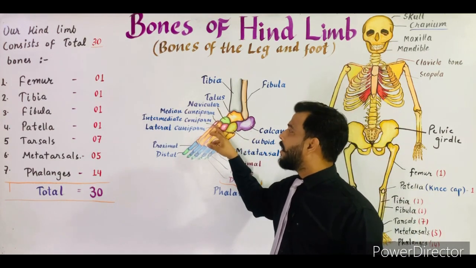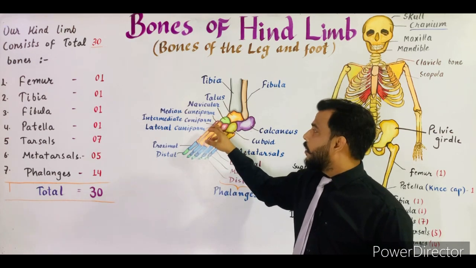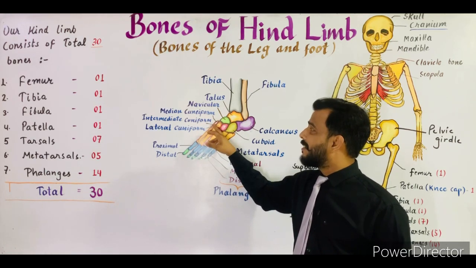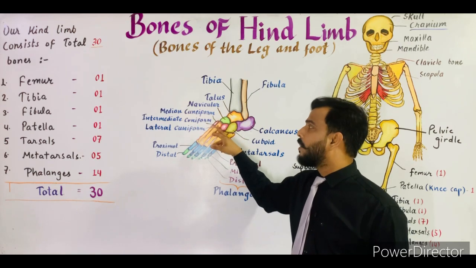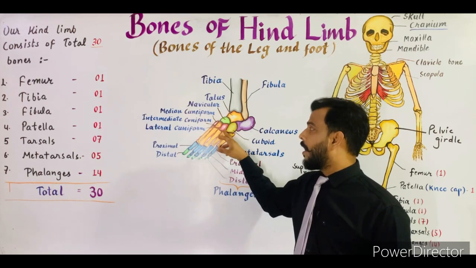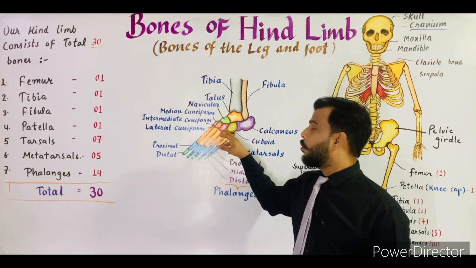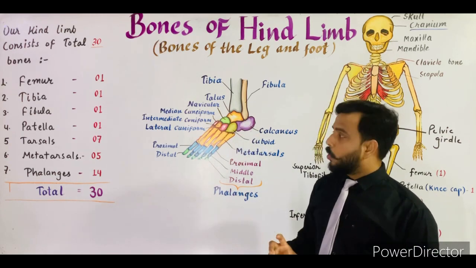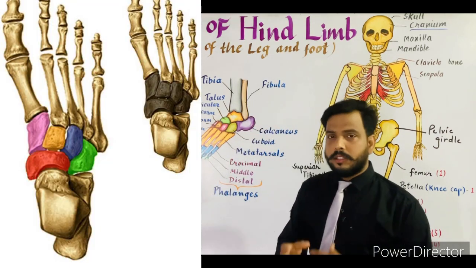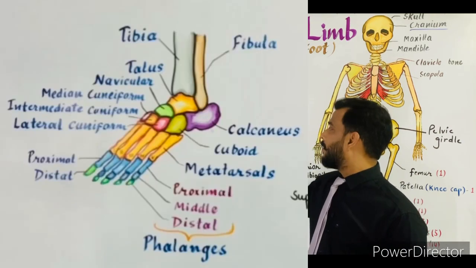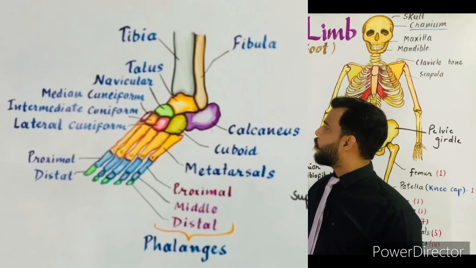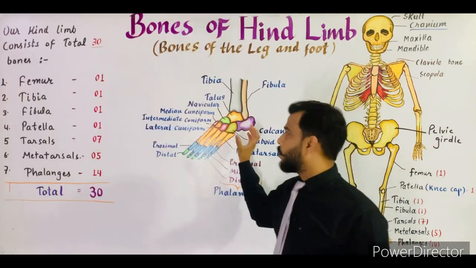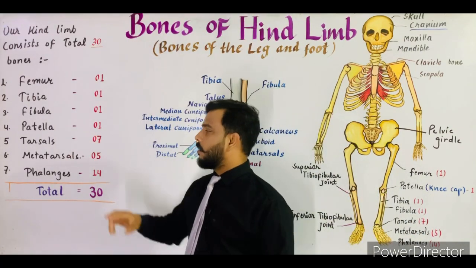And there are a total of 3 cuneiform bones, in which the first one, present on the first thumb region, is known as the medial cuneiform bone. The middle one is known as the intermediate cuneiform bone and the last one is known as the lateral cuneiform bone. These 3 cuneiform bones I made with red color shades. So there are a total of 7 tarsal bones. Let's revise the names: the talus, calcaneus, navicular, cuboid, medial cuneiform, intermediate cuneiform and lateral cuneiform. These are the total 7 bones known as the tarsals.